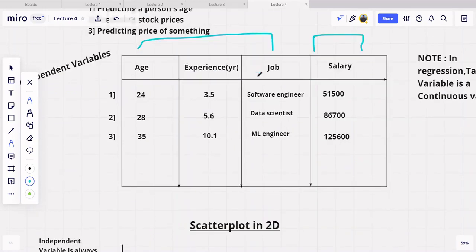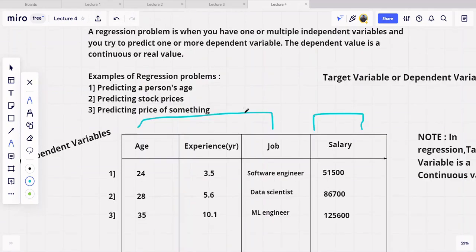And also see that the salary variable, the dependent variable, is a continuous variable. We can only call this a regression problem when the data that we are trying to predict is continuous. Some examples would be a person's age. A person's age is a continuous variable. For example, a person's age can be anything.